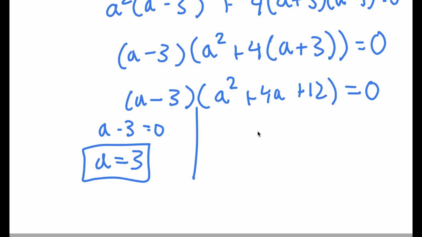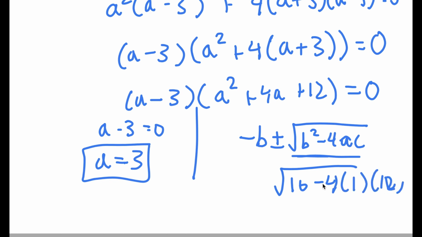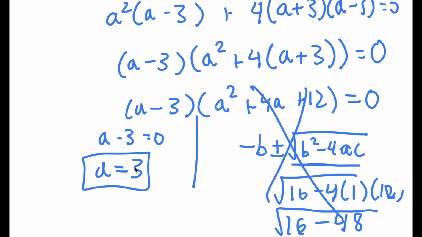So to solve that, we can use the quadratic formula, which is negative b plus or minus the square root of b squared minus 4ac. Well, let's look at this part. Square root of b squared minus 4ac. So b in this case is 4. So we have the square root of 4 squared, which is 16, minus 4 times a, which is 1, times c, which is 12. Well, this is the same thing as 16 minus 48. The square root of this, which is the square root of negative 36, and you can't take the square root of negative numbers, so this is wrong. And my only solution is a equals 3.